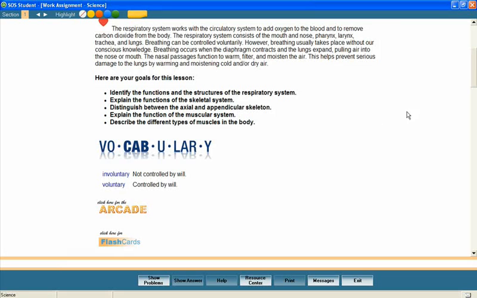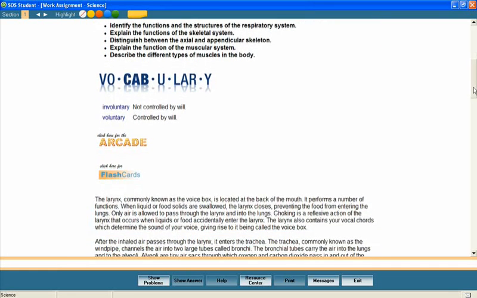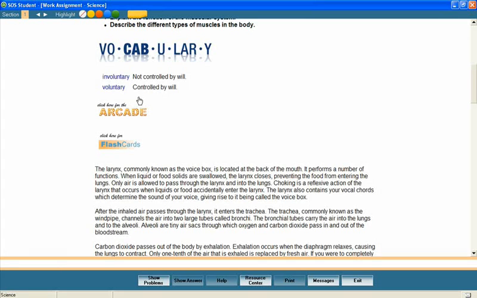At the beginning of most lessons, students will also encounter a list of vocabulary words that will be used throughout the lesson. We've included review and reinforcement activities to encourage mastery of these important words. For example, students can hear the correct pronunciation of each word. Involuntary, voluntary. A vocabulary games arcade provides additional practice designed to help students to learn the spelling and definitions for the vocabulary from the lesson. Let's take a look at one of the games.